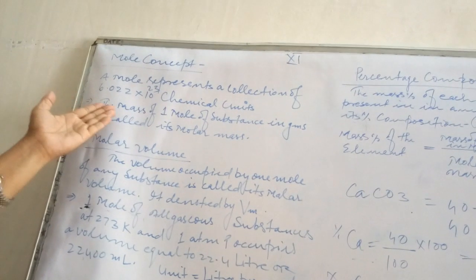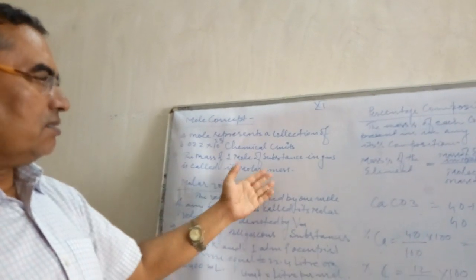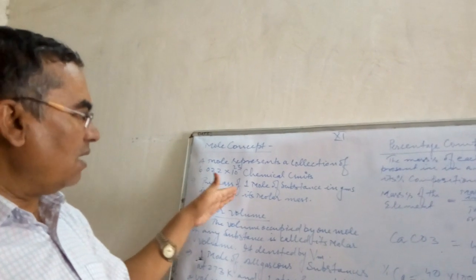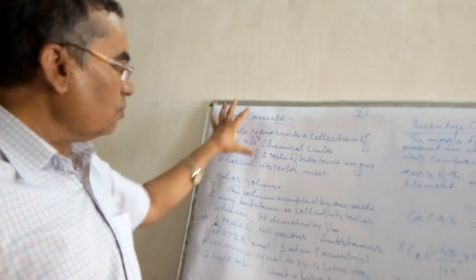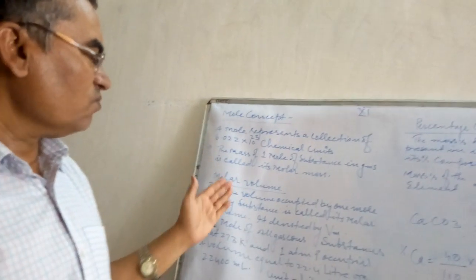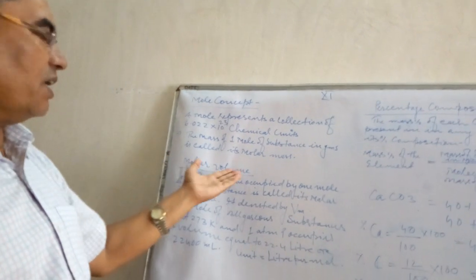Correct? The mass of 1 mole of substance in grams is called its molar mass. Molar mass is the mass of 1 mole of substance in grams. So go through this discussion, and then let us move to the second topic, that is molar volume.